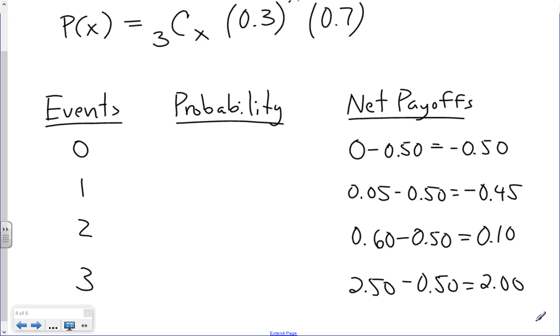All right, so again, our net payoffs, we're taking into account how much we've paid to play the game, as well as what we win if that particular event happens. All right, so let's grab our calculator and have it help us come up with these probabilities here. So go ahead and grab your calculator and let's try this out.